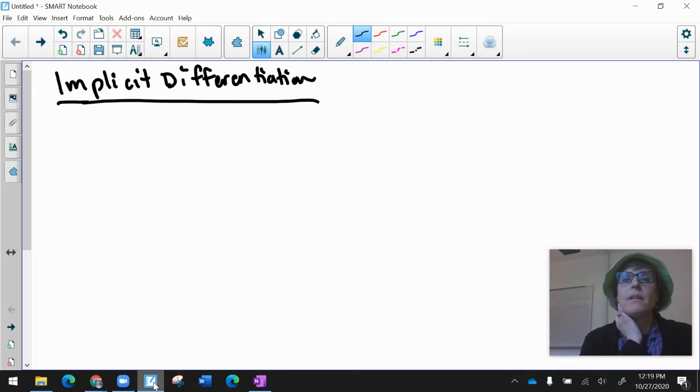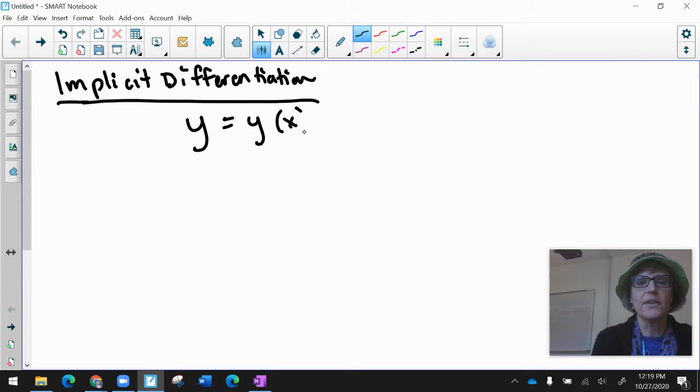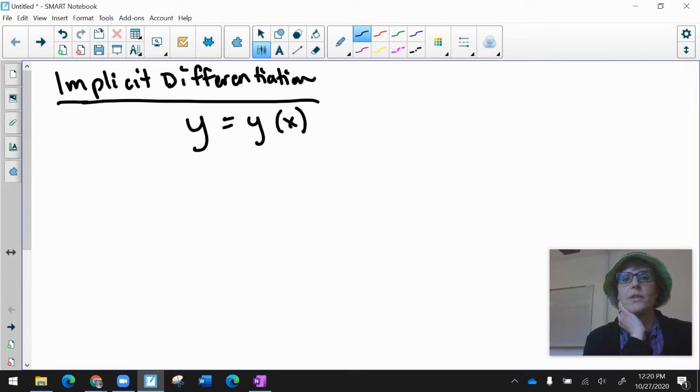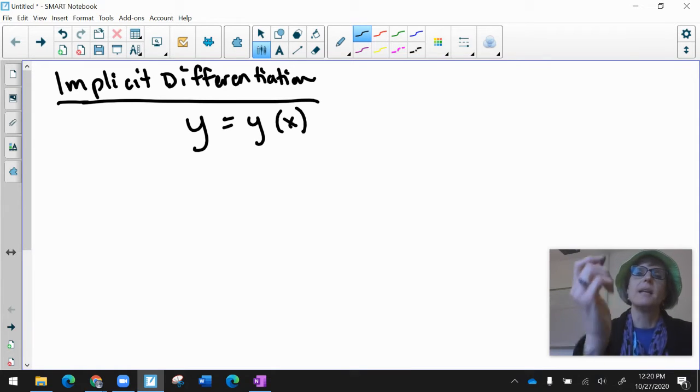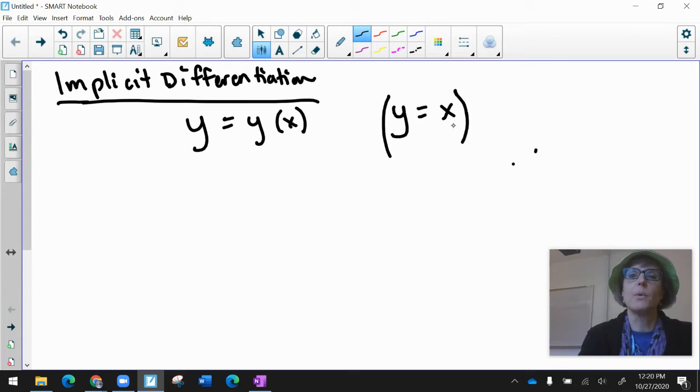One of the important things to remember about implicit differentiation is that y is in fact a function of x, and it's always a function of x. So no matter where it appears in the equation, it's always a function of x. Now, when I'm taking the derivative of something, let's say I have a really simple polynomial like y equals x, okay? When I take the derivative of this, I'm going to apply the operator d by dx.